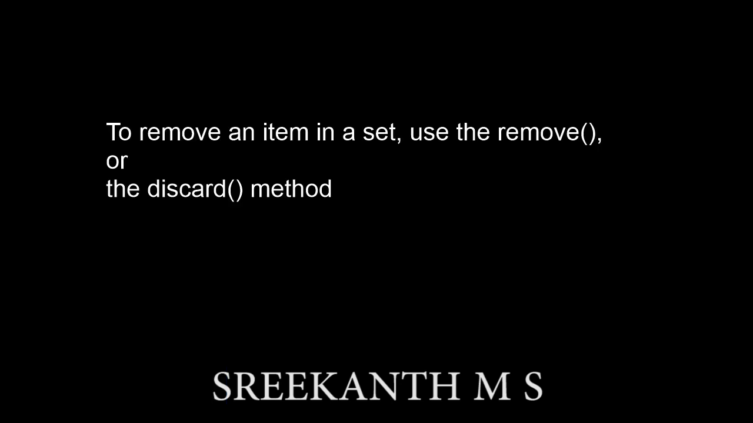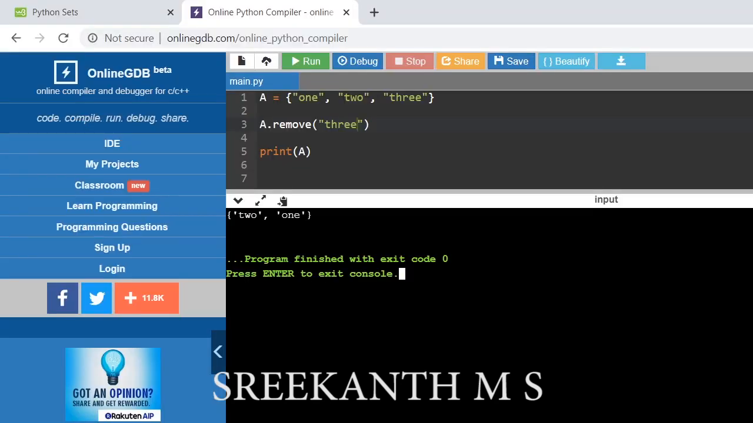To remove an item in a set, we can use the remove method or we can use the discard method. We will see both methods in the example. We can see in the example there are 3 elements and the third element 3 is removed using the remove method. Then it is printed and in the output there are only 2 elements, 2 and 1. So the remove method is used to remove any element from the set.